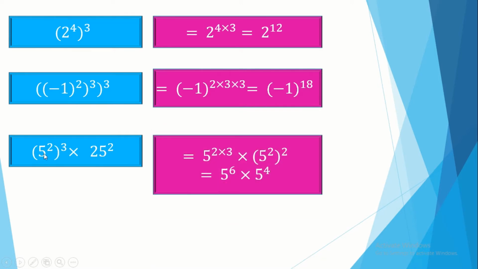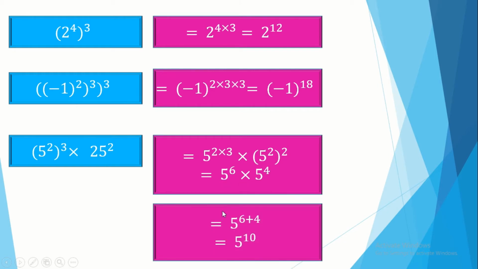The first one, 5, carries 2 exponents. We can multiply them. So it's 5 to the power 2 times 3, which is 5 to the power 6, times 25. We can replace it by 5 squared. We have 25 squared, so we copy the other power, which is squared. So it's 5 to the power 2 times 2, which equals 5 to the power 4. Now we have the same base multiplied, so we add the powers. So it's 5 to the power 6 plus 4, which equals 5 to the power 10.